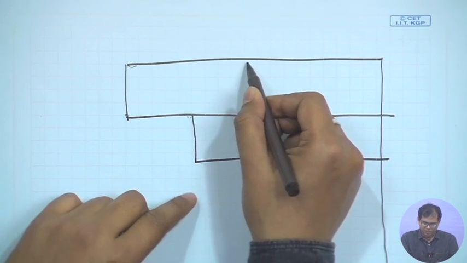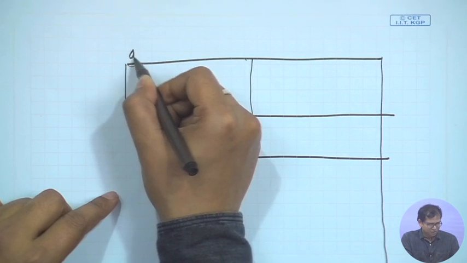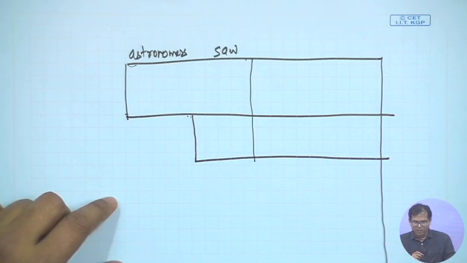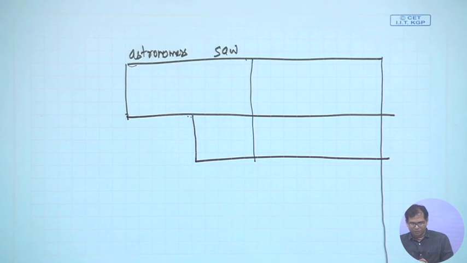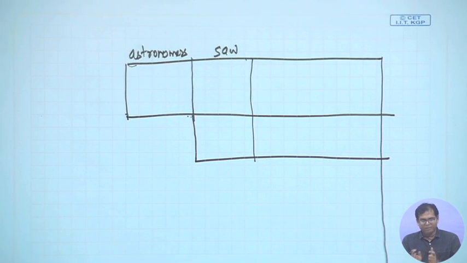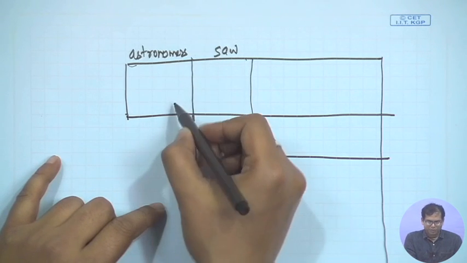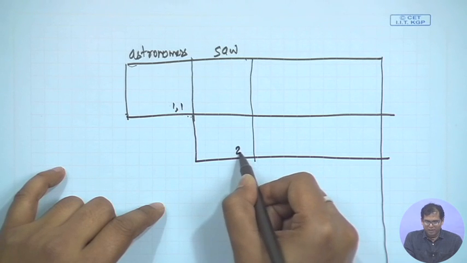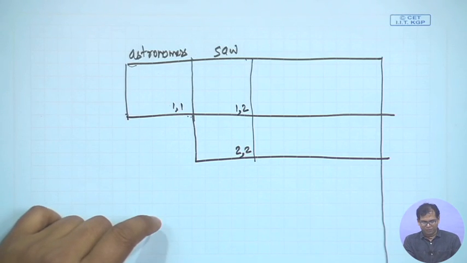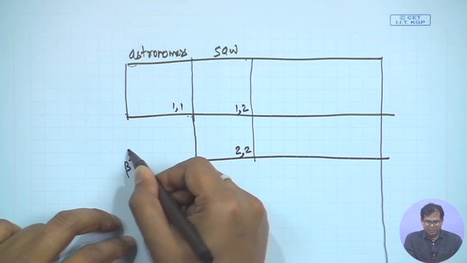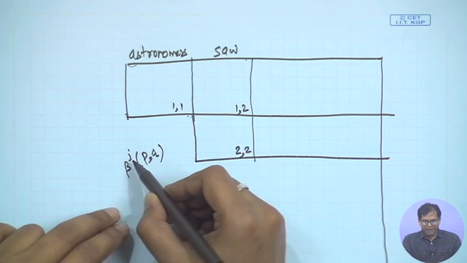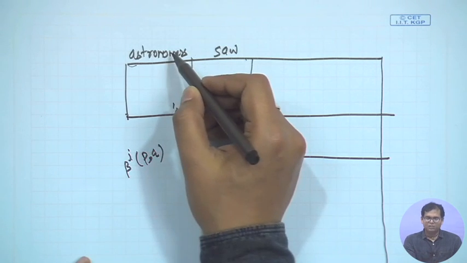Let us try only the first two. This is astronomers and this is saw, and I have to fill in the inside probabilities. In the way we defined inside probability, this would be 1 1, this would be 2 2, the sequence from word 2 to word 2, and this would be the sequence from word 1 to word 2. Now, when I define beta j p q, here p and q are both 1. So, I have to find out what is the non-terminal that derives this word astronomers.